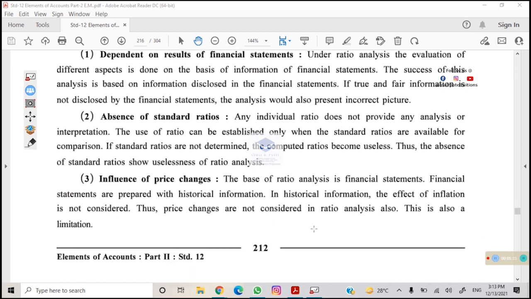Influence of price change. The base of ratio analysis is financial statements. Financial statements are prepared on the basis of historical information. They do not account for inflation or price rise. So accounting ratio will also suffer from this limitation.